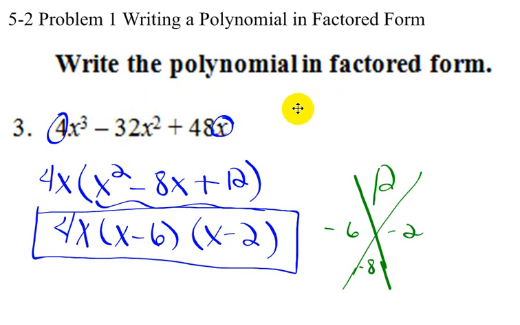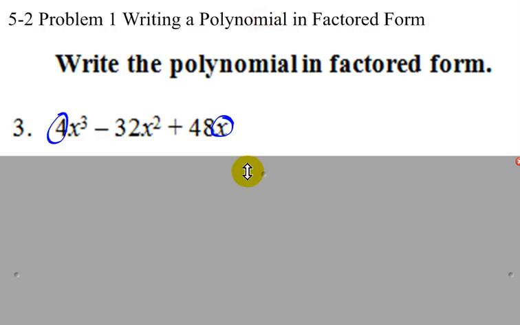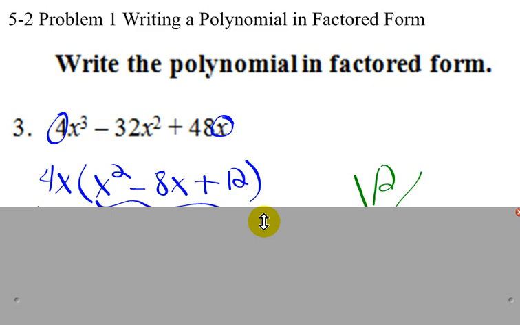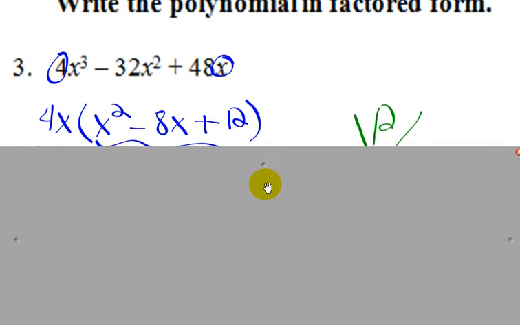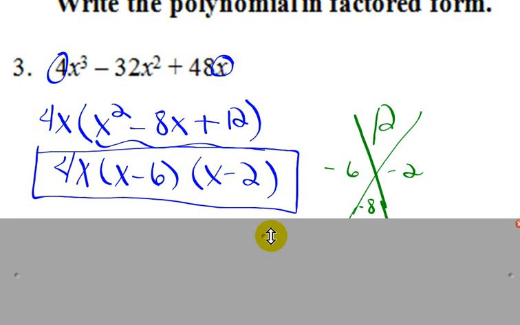Number 3 says write the polynomial in factored form. So they gave us this trinomial. And notice that you can factor an x out of all 3 terms. And you can also factor a 4 out of all 3 terms. So factor out the 4x first, and that leaves us with a very nice trinomial that we can plug into our magic x and get an answer for.